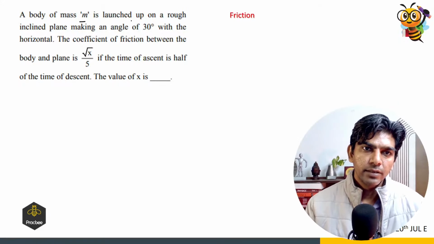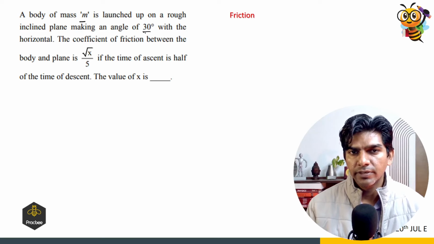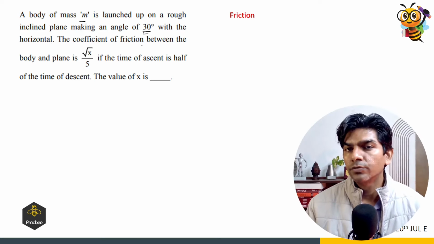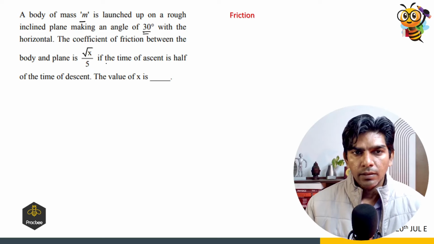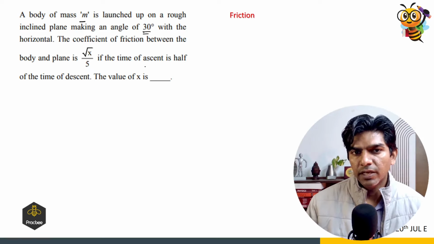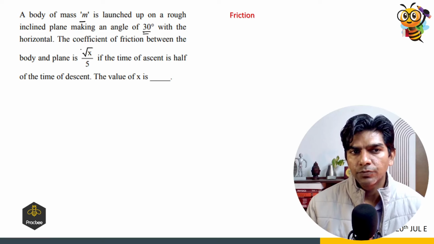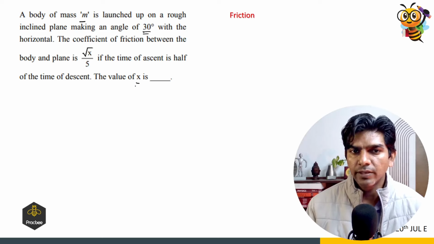A body of mass m is launched up a rough inclined plane making an angle of 30 degrees with the horizontal. The coefficient of friction between the body and the plane is root x by 5. If the time of ascent is half of the time of descent, then the coefficient of friction between the body and the inclined plane is root x by 5. We have to find the value of x.